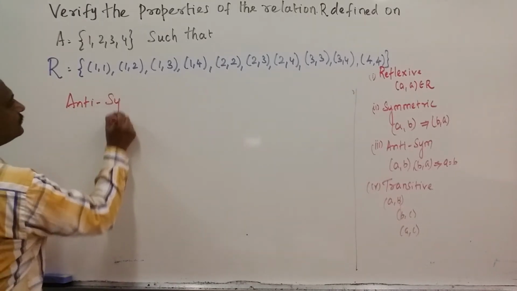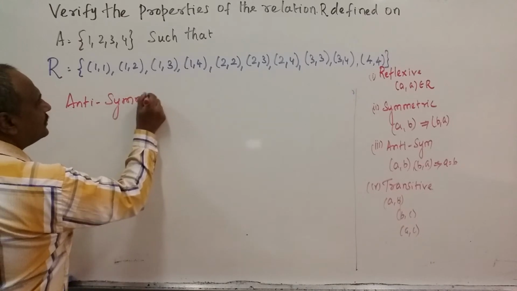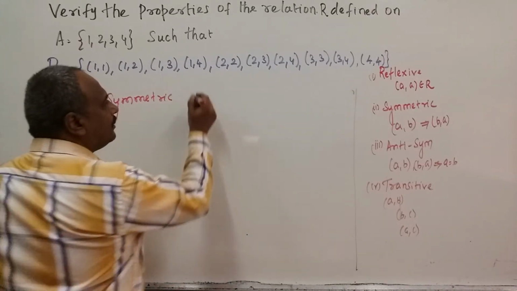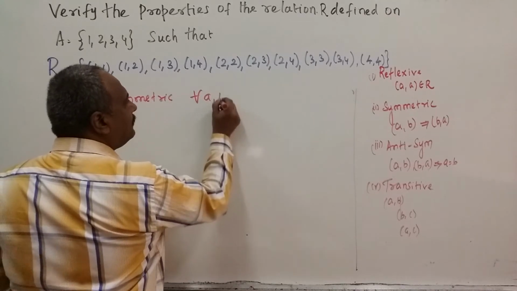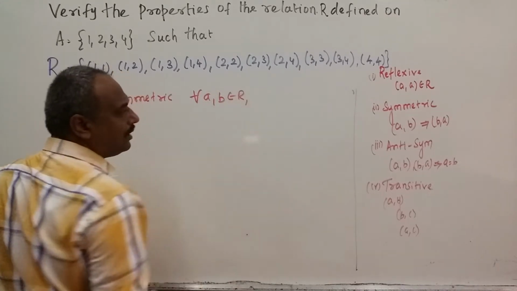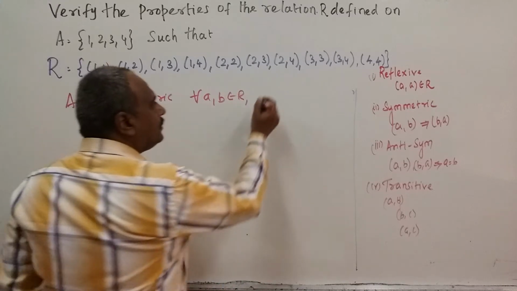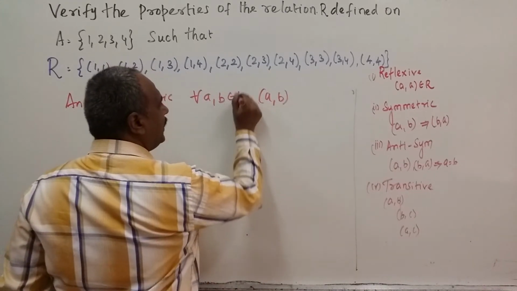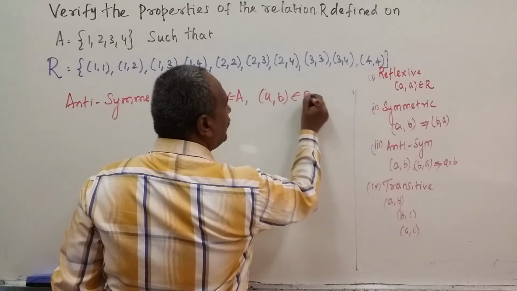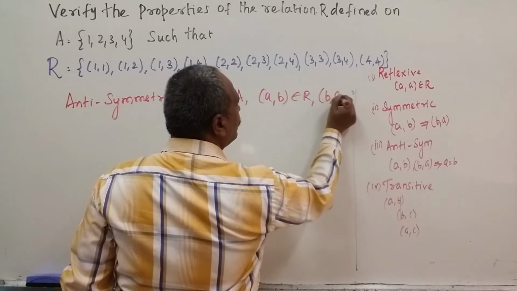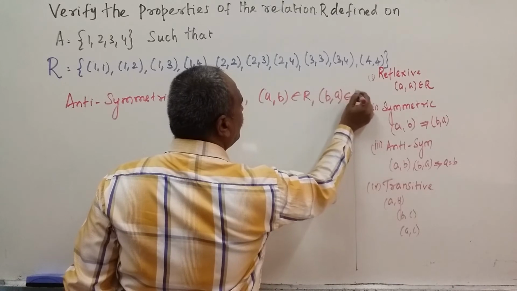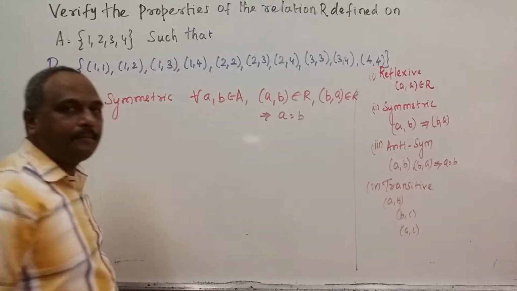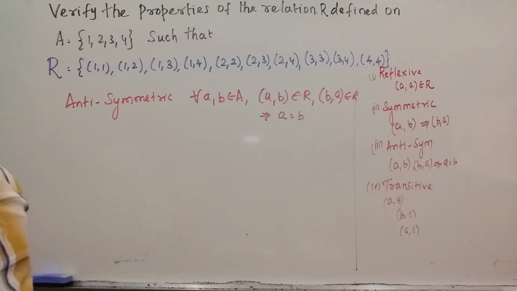The next one, anti-symmetric. What is the meaning of this? When I take (a, b) belongs to the relation R, and (b, a) belongs to R, it implies a is equal to b. What is the meaning of this?